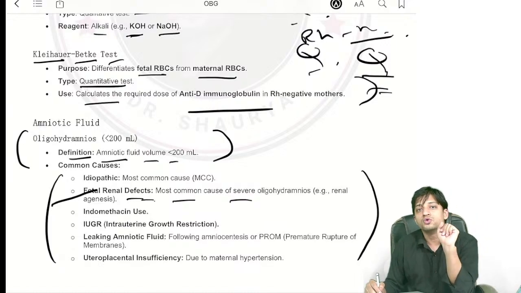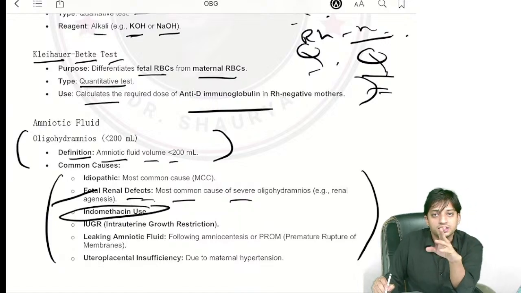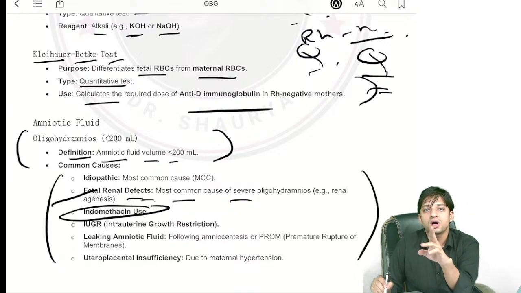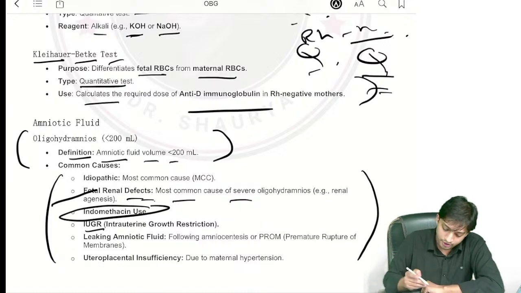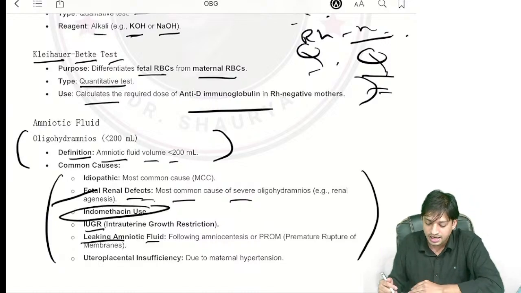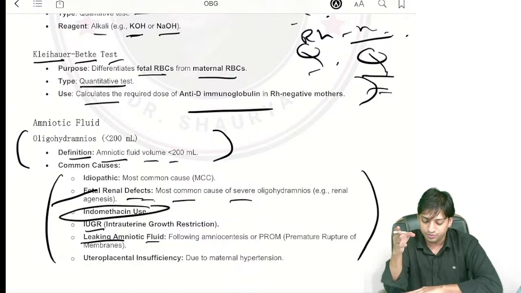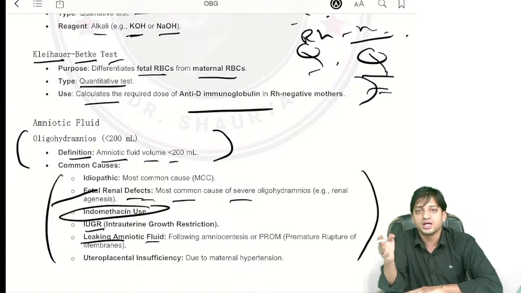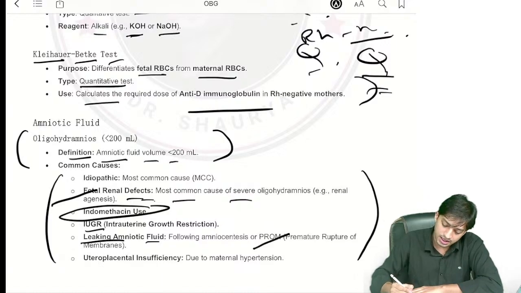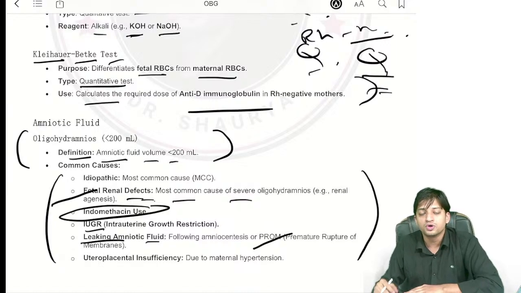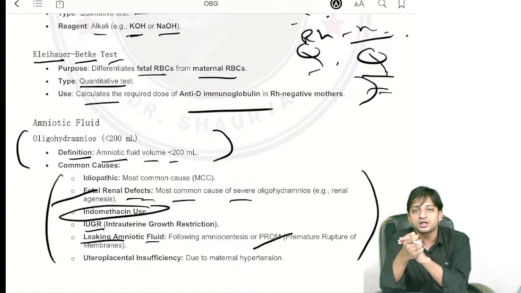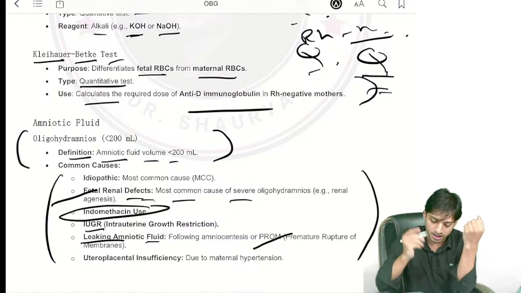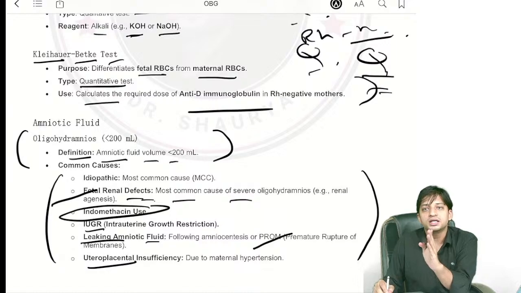Now, drug abuse such as indomethacin is also associated with oligohydramnios. Coming to intrauterine growth restriction, we know it is also one of the common causes of oligohydramnios. Leaking amniotic fluid: if there is premature rupture of membranes or PROM, then there can be leakage of amniotic fluid. Once the amniotic fluid leaks, it decreases in quantity, and what will happen? Oligohydramnios again, right?